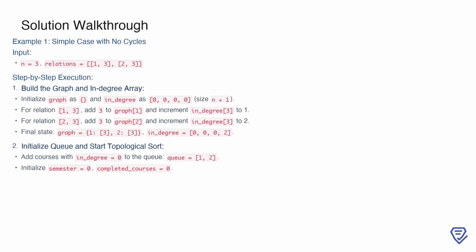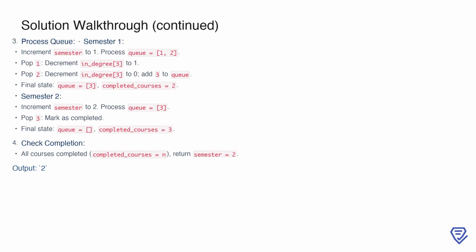Next, we initialize the queue with courses that have no prerequisites, which means their indegree is 0. In this case, Courses 1 and 2 have no dependencies, so they are added to the queue. We also initialize variables to track the number of semesters and the count of completed courses. Now, we process the courses in the queue using topological sorting. In the first semester, we increment the semester count to 1 and process the courses in the queue, which are Courses 1 and 2. First, we remove Course 1 from the queue and reduce the indegree of its dependent, Course 3, by 1. Then, we do the same for Course 2, and this time the indegree of Course 3 becomes 0, so we add it to the queue for the next semester.